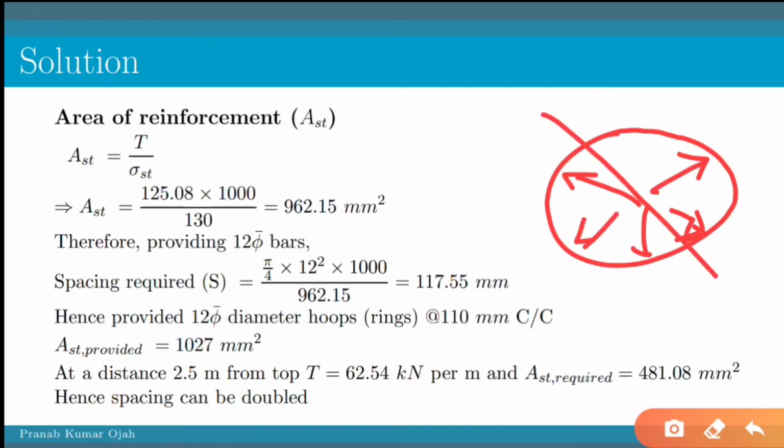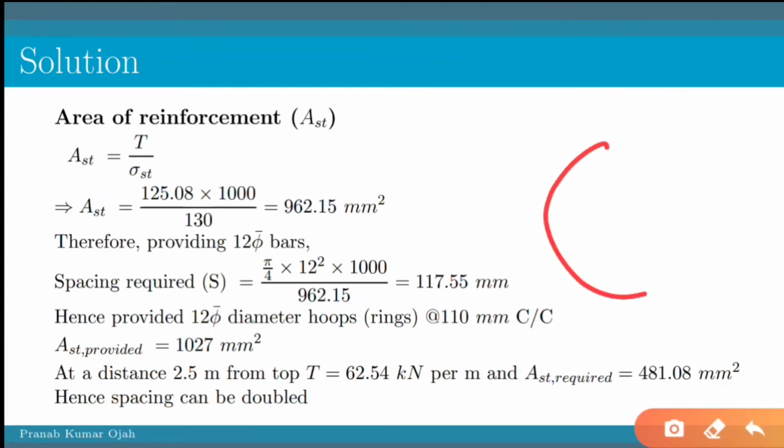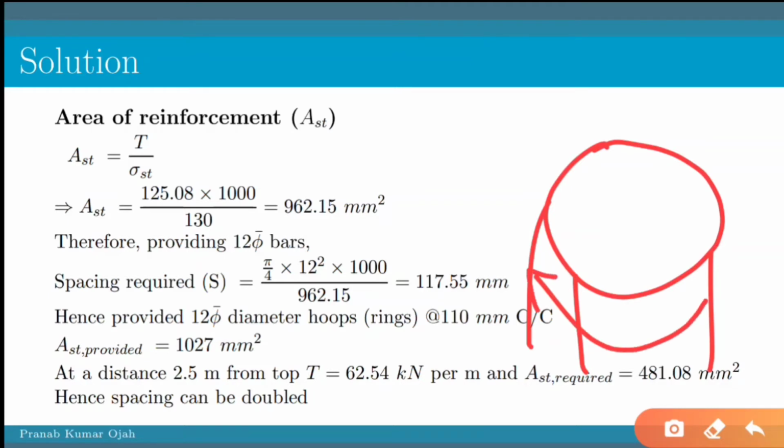It will try to burst out. Okay, so the hoop tension develops throughout the periphery of the water tank. In this way, it will develop. Okay, so when we provide the hoop reinforcement, it will be provided along the periphery of the water tank, and its spacing should be the vertical distance in between two hoop tension reinforcement.